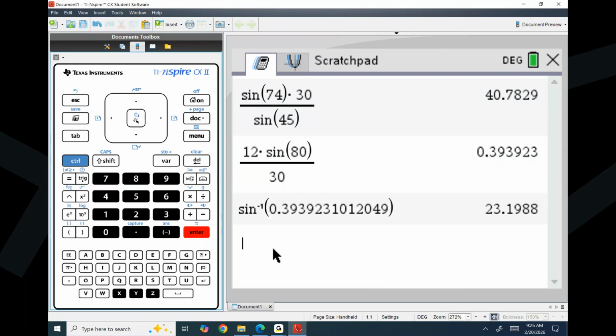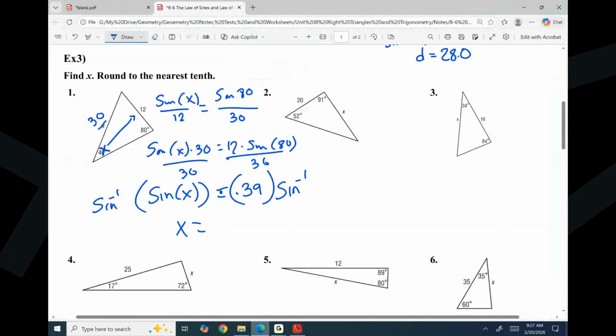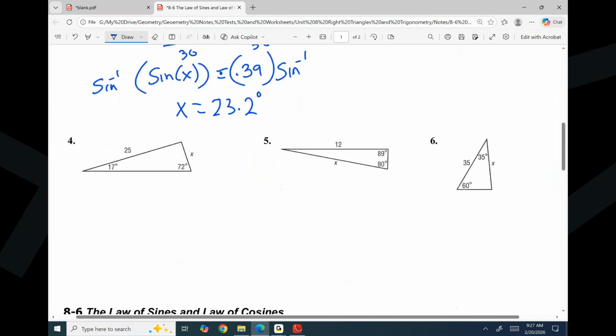Is that what we get? 23.2? So 23.2 what? Degrees. So be careful with that, yeah? All right, so that's what you would do if you were trying to solve for the angle. All right, so that one's pretty easy. It's not hard at all, right?